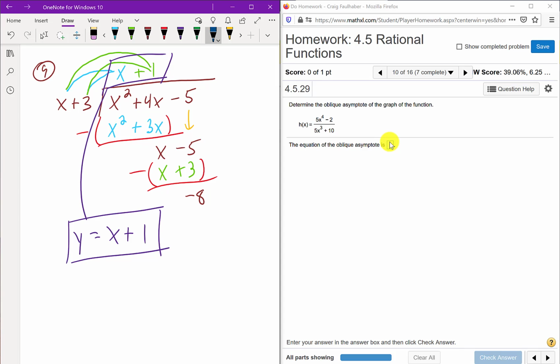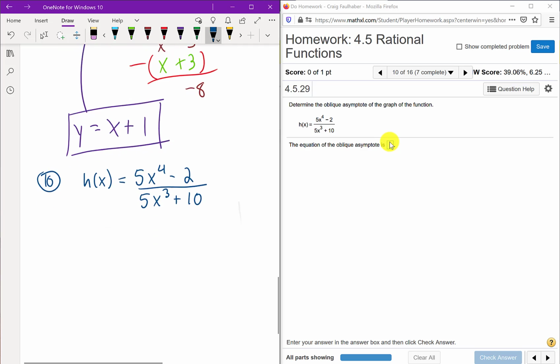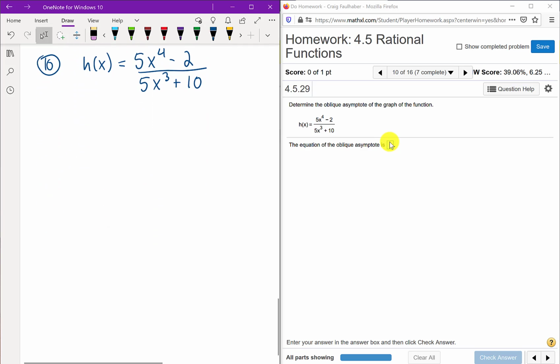Let's do it again. Let's find the oblique asymptote for this function. I'm going to move this up so we can make some space. Again, notice that we do in fact have an oblique asymptote because the degree of the numerator is 4 and the degree of the denominator is 3. The degree of the numerator is 1 bigger, so we have an oblique asymptote. To find that oblique asymptote, we're just going to have to use polynomial long division.